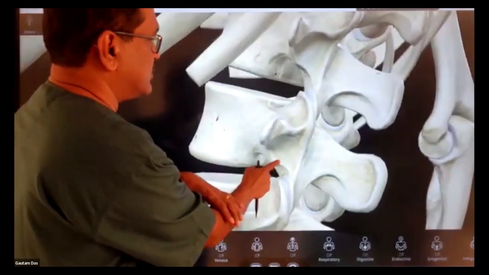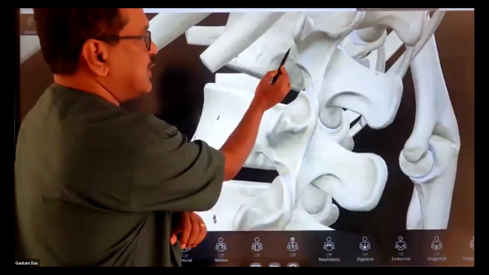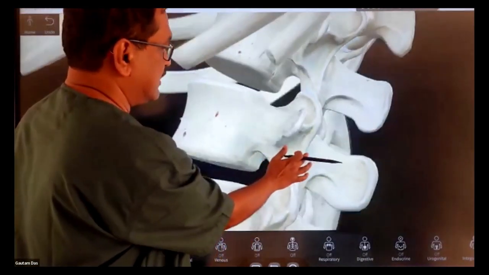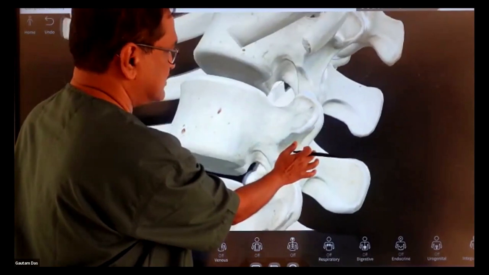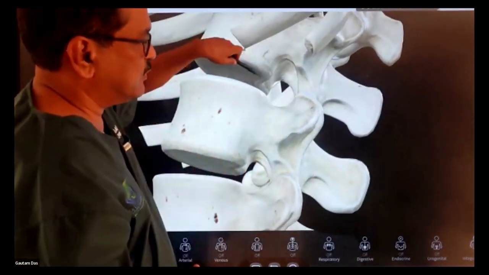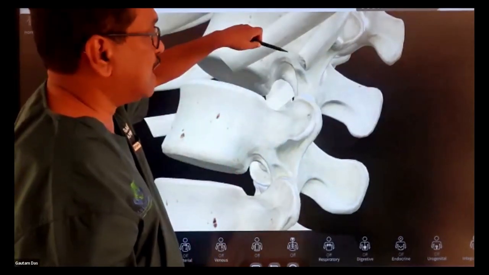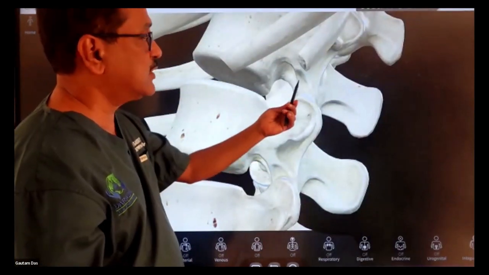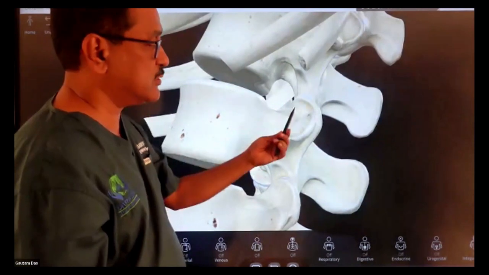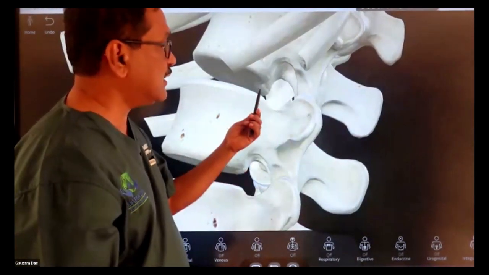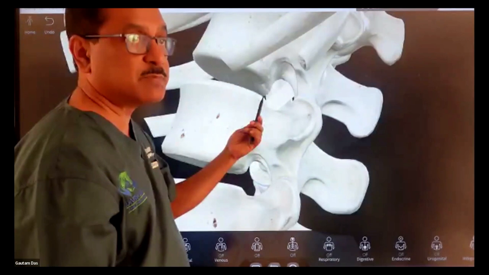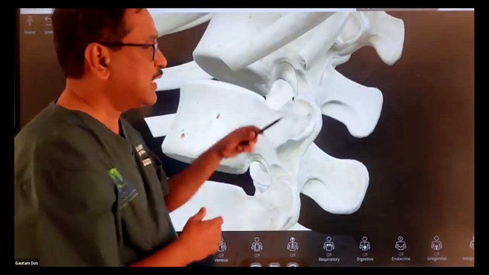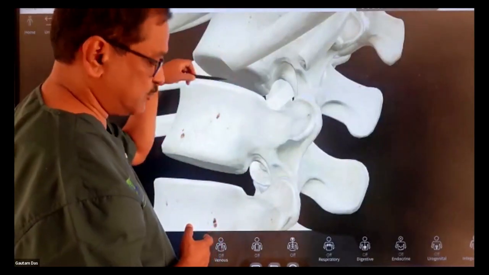So the foramen is bounded, you see this is a neural foramen. Bounded above by one pedicle, another pedicle below, and then posteriorly, this is your inferior articular process, this is your superior articular process, and anteriorly the vertebral body, and the lower part is by the disc. So this is your neural foramen. And what is there in the neural foramen? The exiting nerve root. Nerve root is exiting from here.